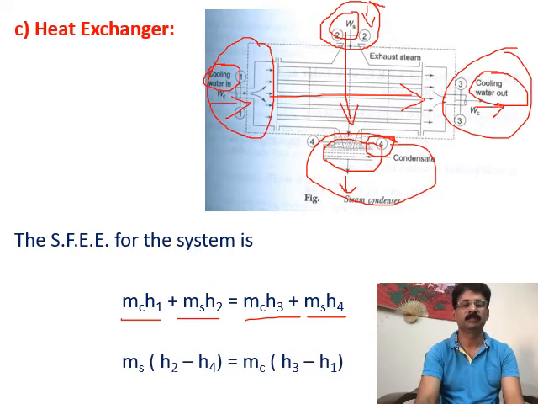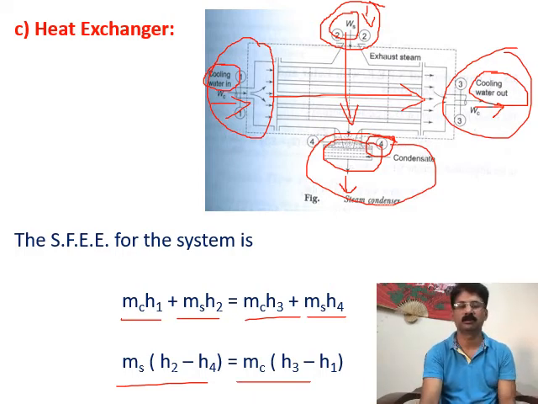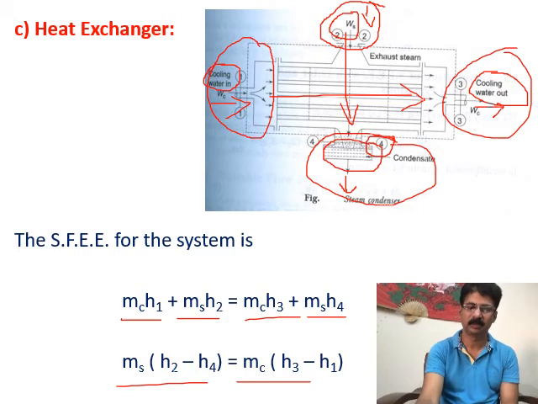If you simplify this, you can write mS, that is the hot fluid, the enthalpy loss h2 minus h4, meaning heat given out by the hot fluid, is equal to the heat absorbed by the cold fluid, which is nothing but mC into h3 minus h1. This is the principle of calorimetry: heat lost by the hot substance is heat absorbed by the cold substance. Very simple analysis, and directly you can write the expression.